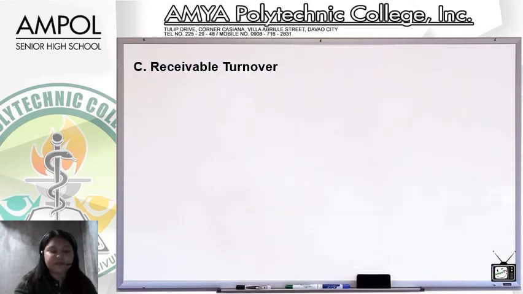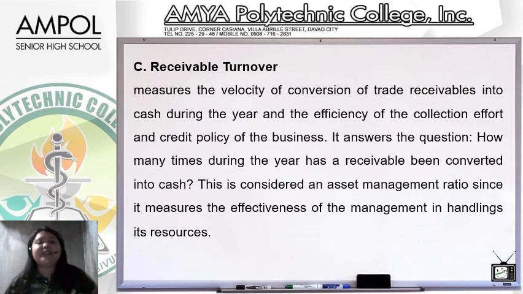Next is the receivable turnover. This measures the velocity of conversion of trade receivables into cash during the year and the efficiency of the collection effort, or the credit policy of the business. It answers the question, how many times during the year has a receivable been converted into cash? This is considered an asset management ratio, since it measures the effectiveness of the management in handling its resources.